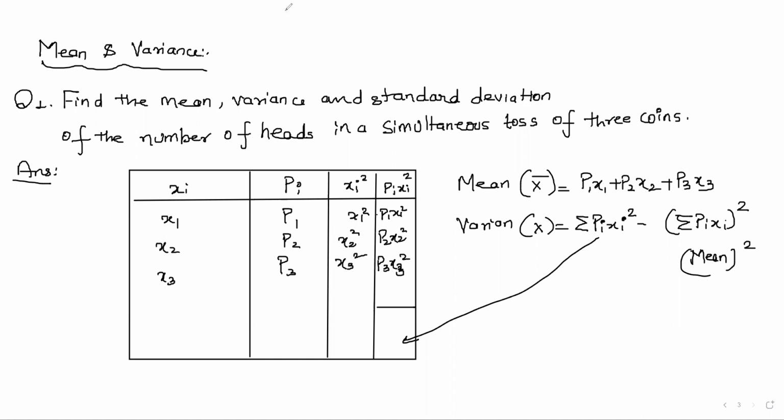Yes, sir. Is the mean 1.5? Sorry, mean is 3 by 4. No, just give me a minute. Yes, it is 1.5. That's correct. Mean is 1.5. Sorry.